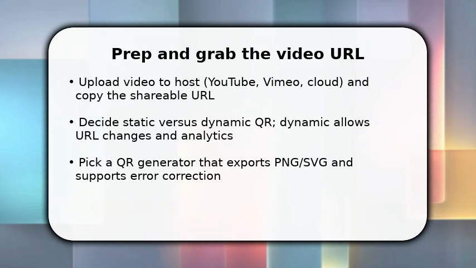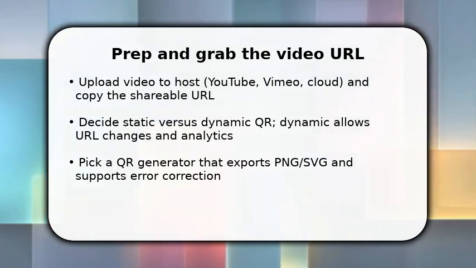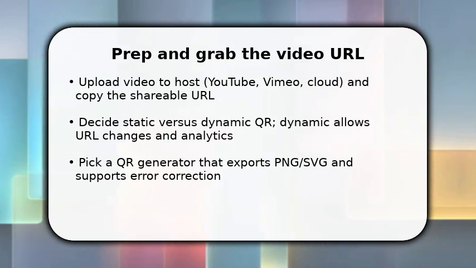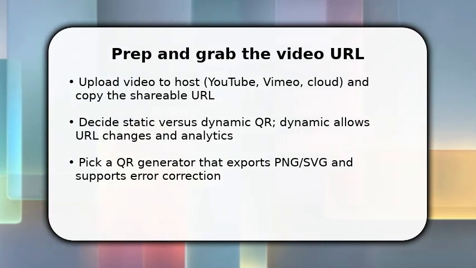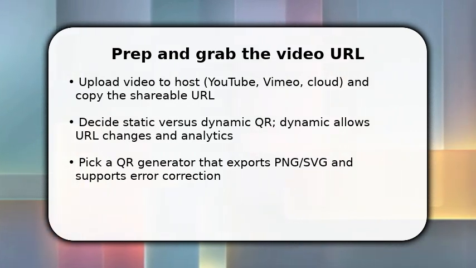You start by getting the video live and a stable URL. This is crucial because the QR resolves to that link. Once done, choose between static and dynamic codes. Dynamic lets you change destinations later and collect scans.